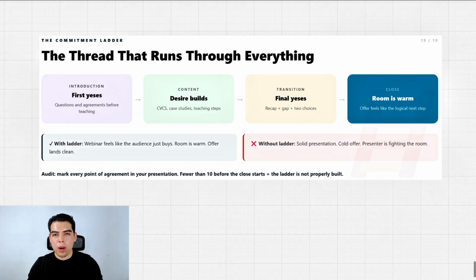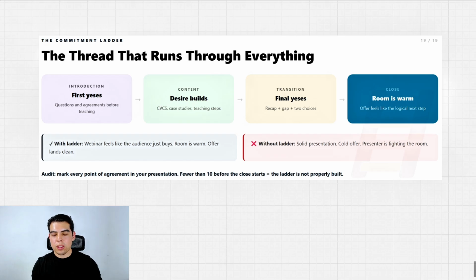Here's what you should do if you want to build a good commitment ladder. Go back through your presentation and mark every point where the audience gives agreement. If you have fewer than 10 before the close starts, the commitment ladder isn't properly built, and you need to be asking more questions like, "Hey, have you ever been in this situation? Does this sound familiar? Does the system make sense? Do you see how you can get the desired outcome after I've gone over this webinar?"